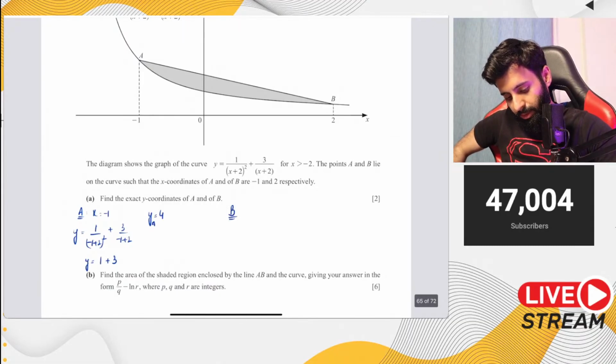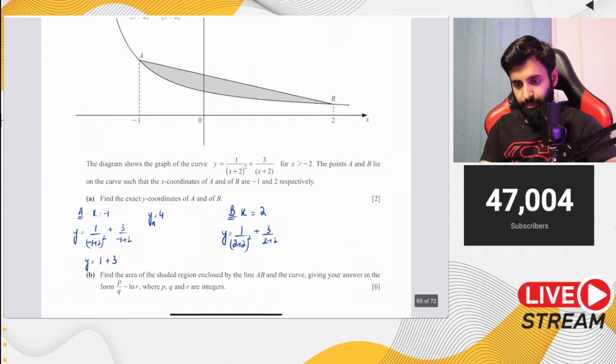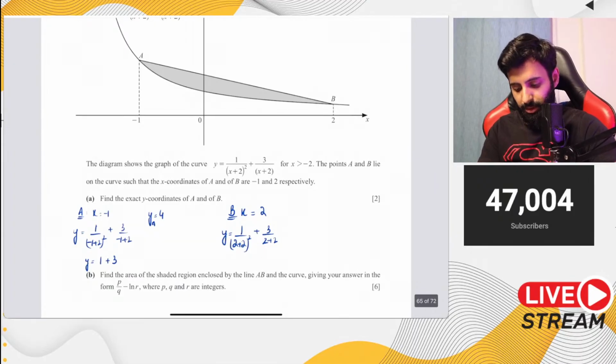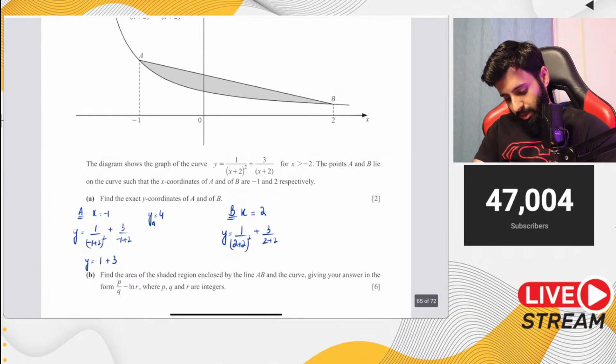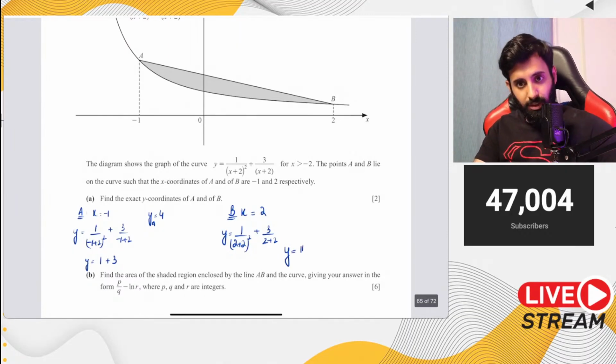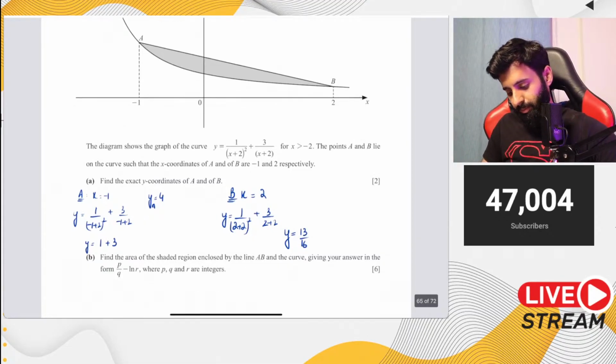Now let's talk about B. The x coordinate for B is x equals 2. So that's what we're going to plug in now. So 1 upon (2 plus 2), the whole thing square, plus 3 upon (2 plus 2). For this, I would strongly suggest that you use a calculator. So you get y equals 13 upon 16. Okay, there you go. That's your answer.